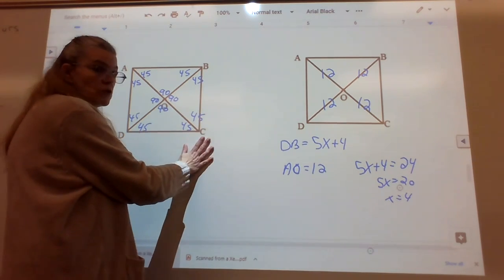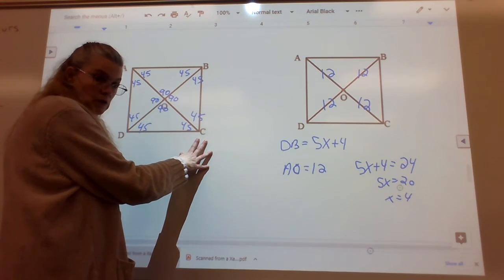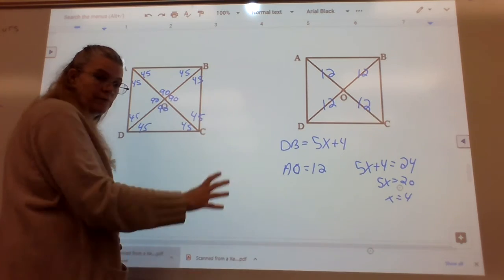So, rectangles and squares, don't get them confused with rhombuses. They're different.